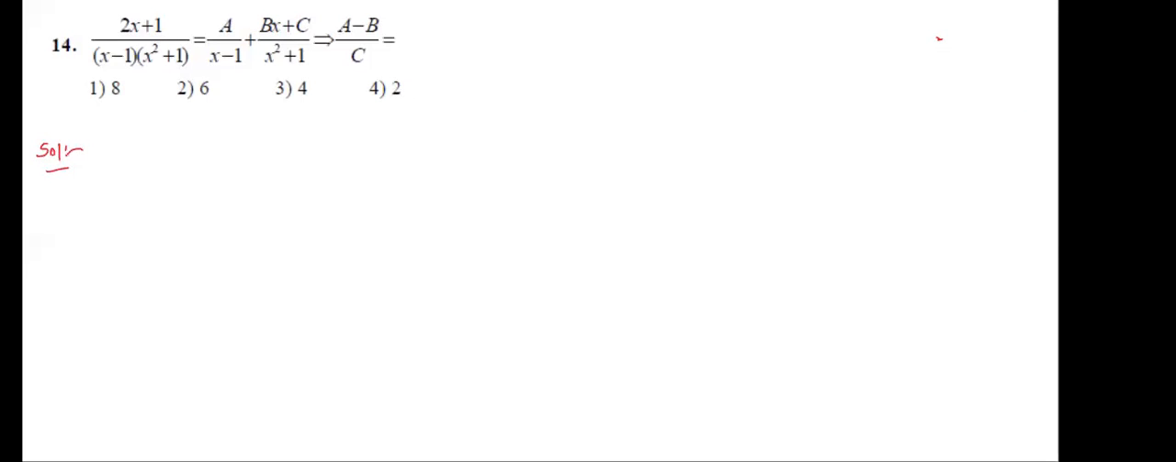Take the LCM. The denominators are going to cancel. Now I am going to write only the numerators. A into x square plus 1, plus bx plus c into x minus 1. Now here we need to find the ABC values. How to find?